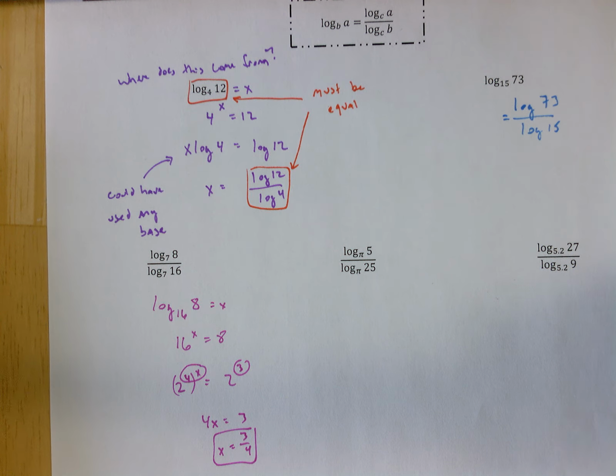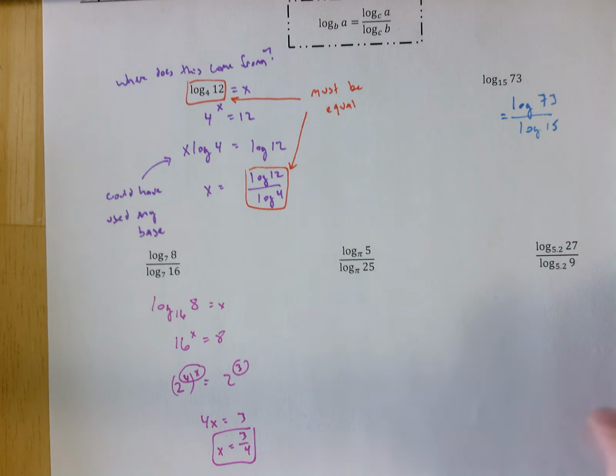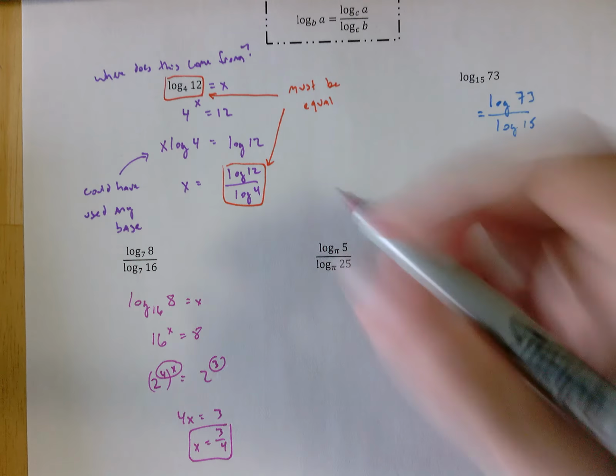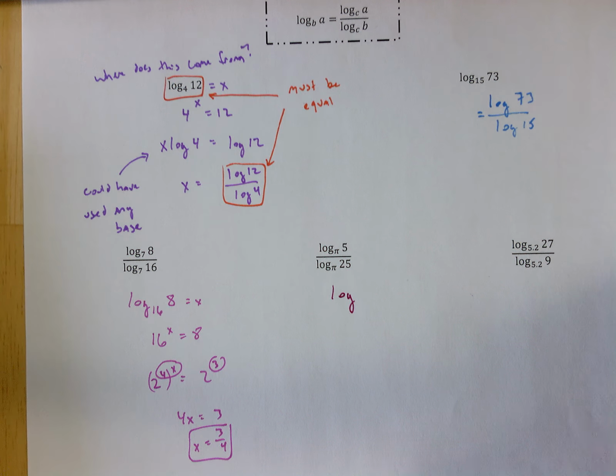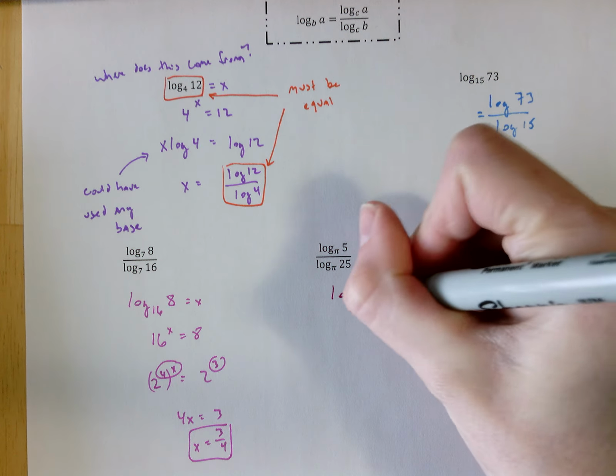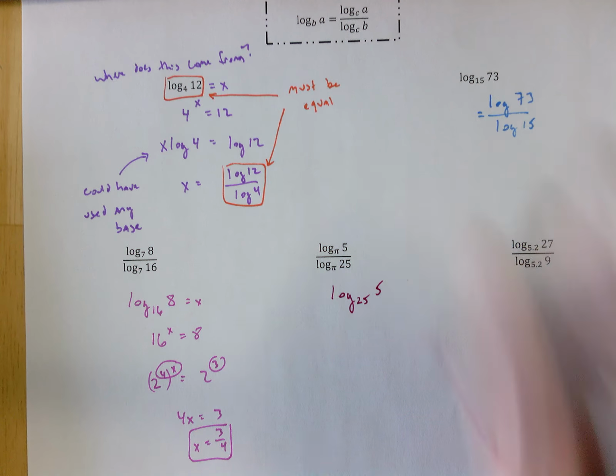Okay, so this is where the change of base rule is helpful. Okay, this guy right here. So again, they have the same base number and it's pi, which I don't want to deal with pi. So I can combine this into one log, and it's the log of the argument over the log of the base. So this is going to be the log base 25 of 5.